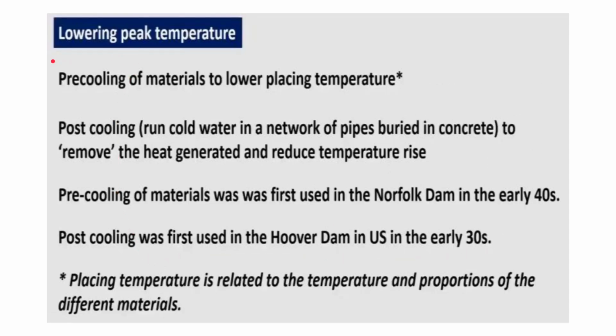Now the question is how to lower the peak temperature. For lowering the peak temperature, there are basically two ways: one is pre-cooling, and one is post-cooling. Pre-cooling is done in materials, that is, on the material constituents, to lower the placing temperature. And post-cooling is done through a network of pipes buried in concrete which run cold water, in order to remove the heat generated and reduce the temperature rise.